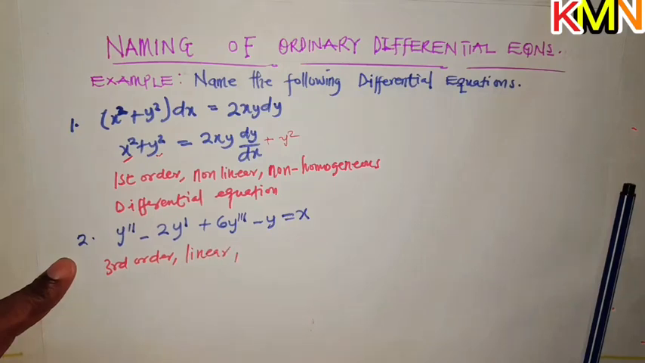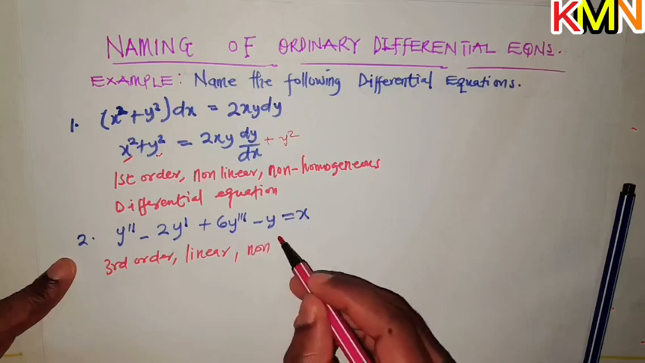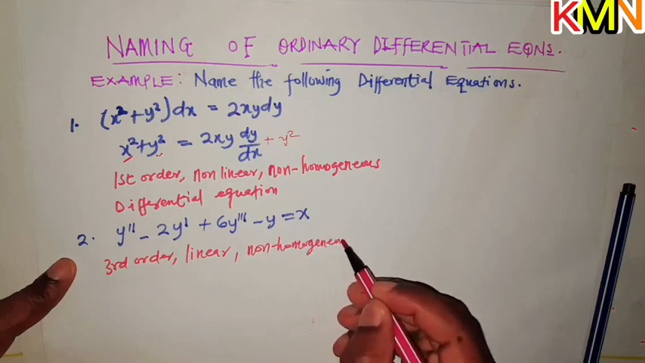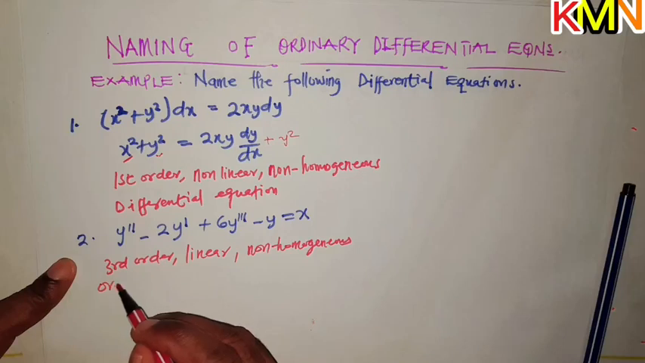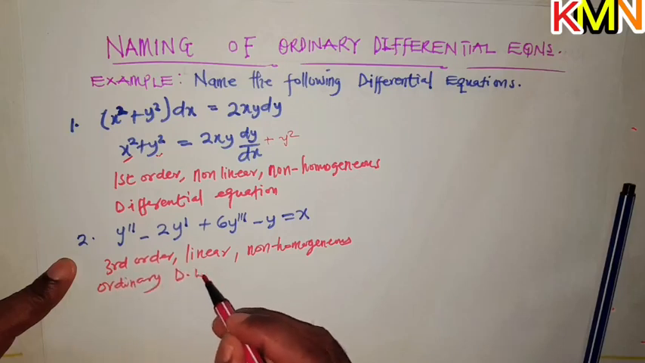Now let's check whether it's homogeneous. Obviously you have this x here, so it means it is non-homogeneous. So this is a third order, linear, non-homogeneous ordinary differential equation.